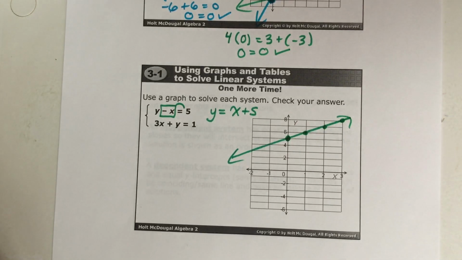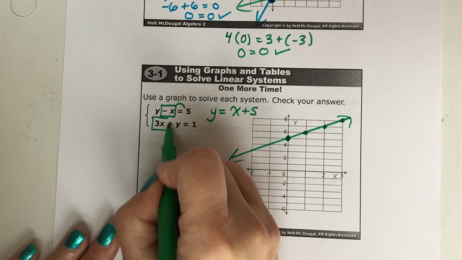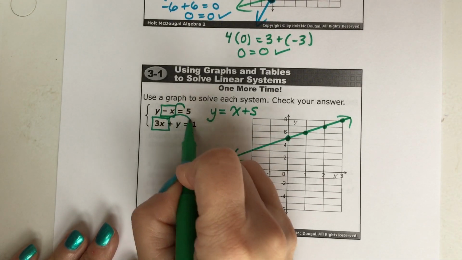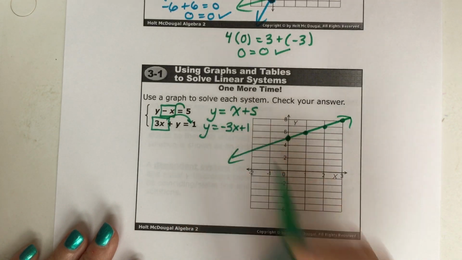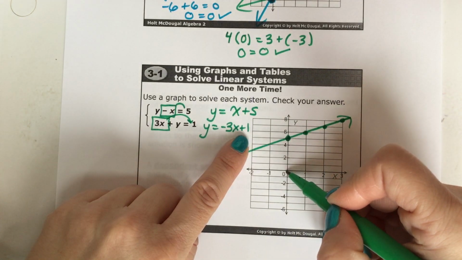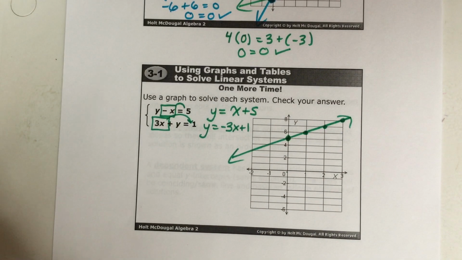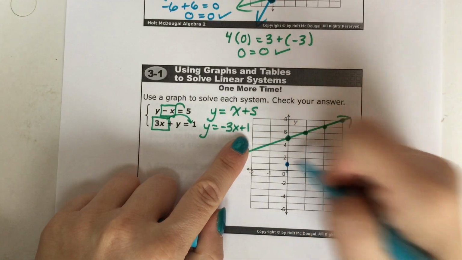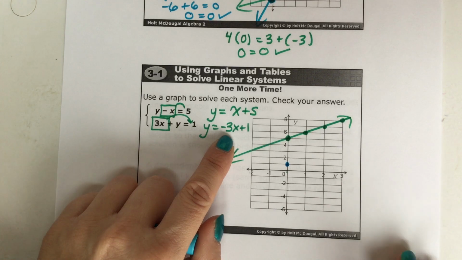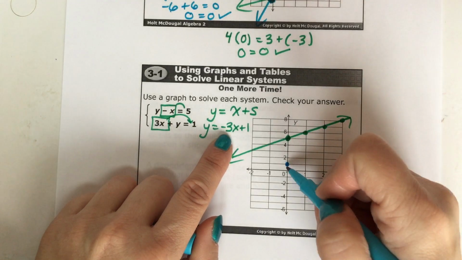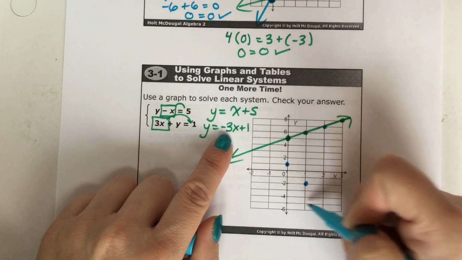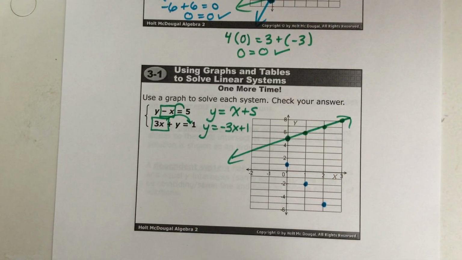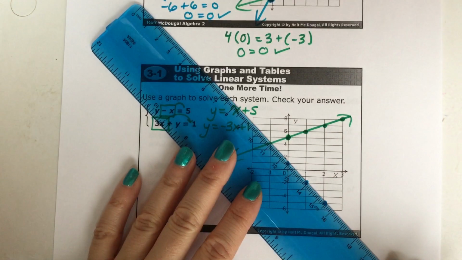Okay, now the next equation. If I want y by itself, I have to take 3x and move it to the other side. So y equals -3x plus 1. After the x is where you start. I'm going to grab a different color here. I'm going to go up 1. Now -3 is the same thing as -3 over 1. So I go down 1, 2, 3, go to the right 1. Down 1, 2, 3, go to the right 1. Let's go ahead and connect the points.